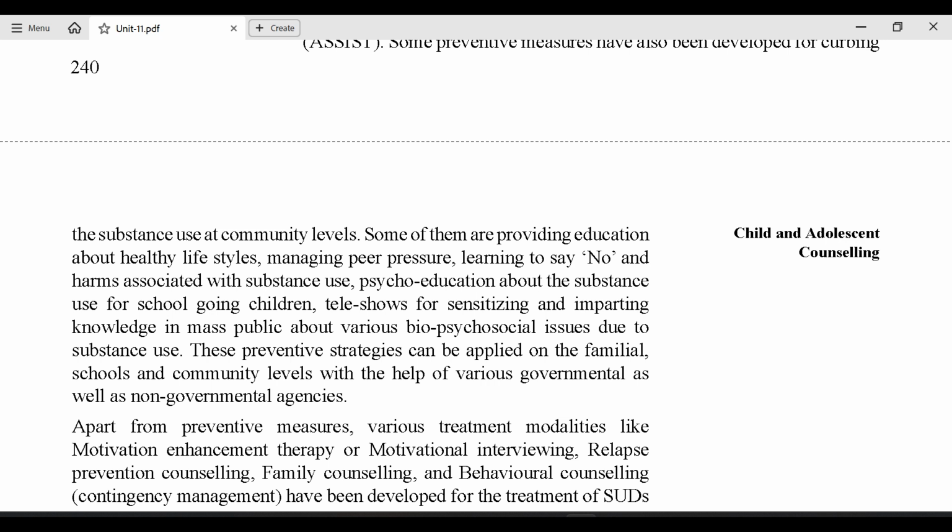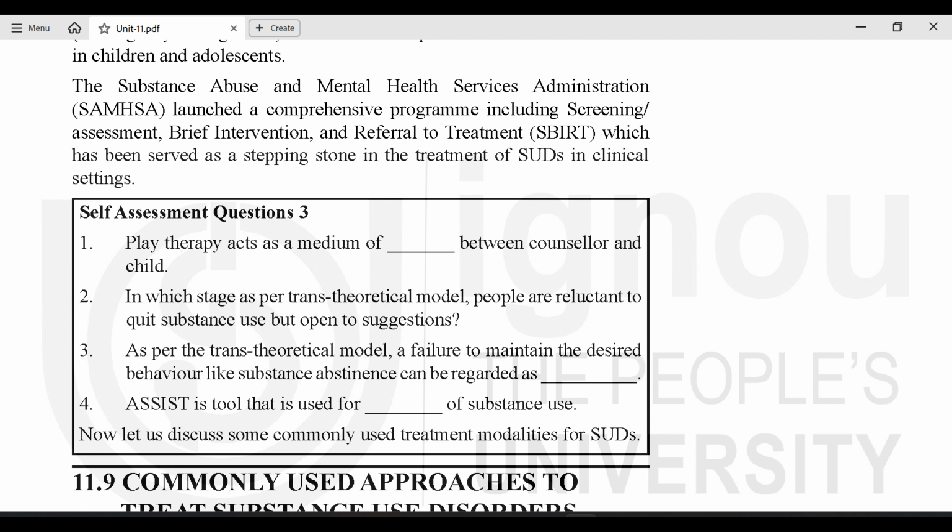These preventive strategies can be applied at the familial, school, and community levels with the help of various governmental as well as non-governmental agencies. Apart from preventive measures, various treatment modalities like motivation enhancement therapy or motivational interviewing, relapse prevention counseling, family counseling, behavioral counseling, and contingency management have been developed for the treatment of SUDs in children and adolescents. The Substance Abuse and Mental Health Services Administration, SAMHSA, launched a comprehensive program including screening/assessment, brief intervention, and referral to treatment, SBIRT, which has served as a stepping stone in the treatment of SUDs in clinical settings.